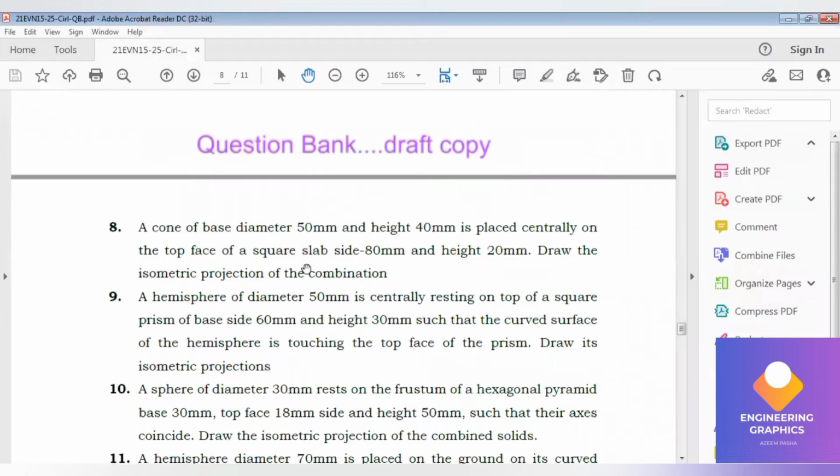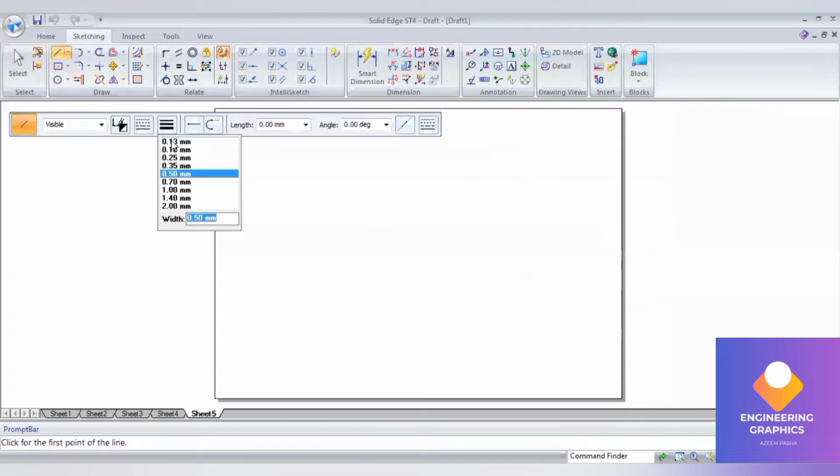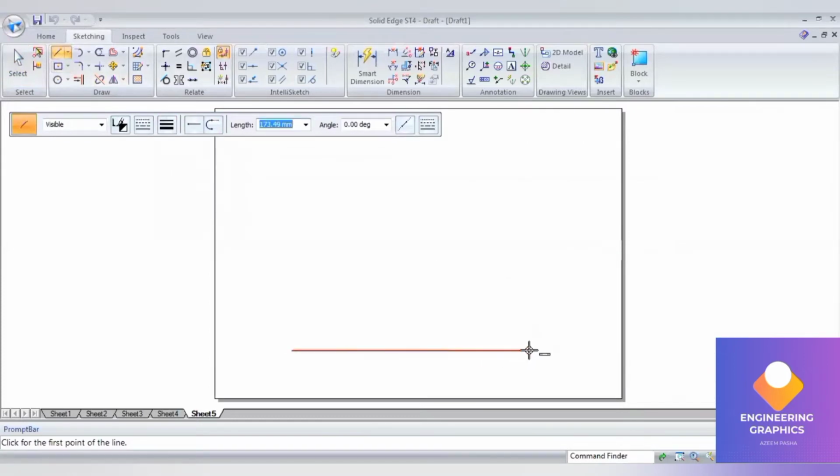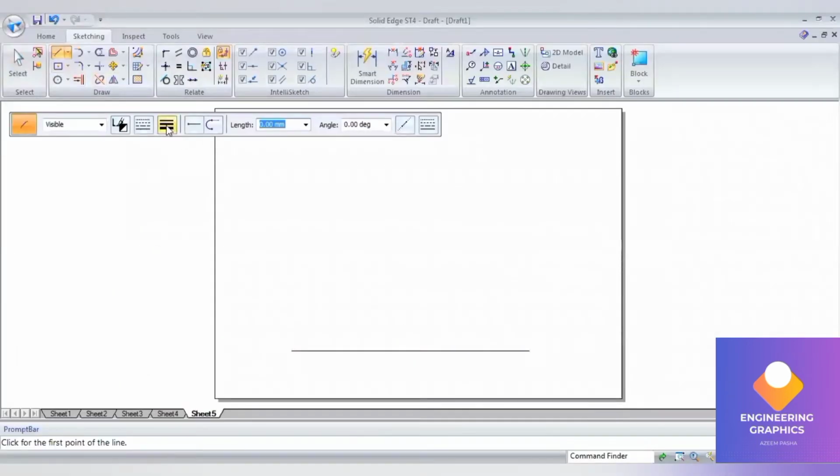So in the next problem, a cone of base diameter 50 and height 40 is placed centrally on top of a square slab. So in this problem, we need to construct a square slab here. The dimension given is 80 and height 20. That means a square box of 80 we have to construct.